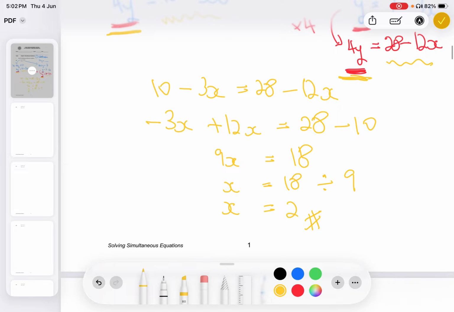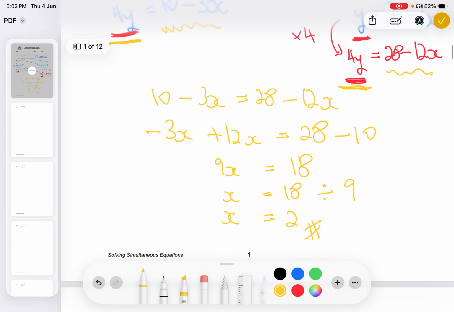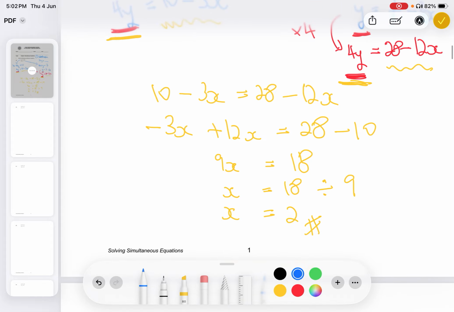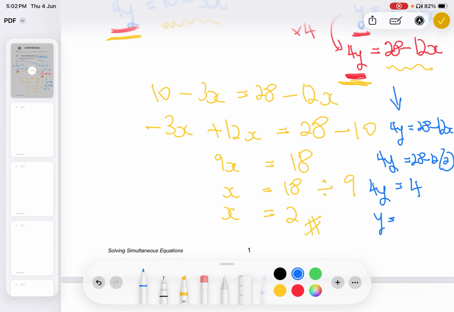You see this part? Then you can substitute back. You can find y from here. Let's say you use this to find y. So 4y is 28 minus 12x. X is 2, so 28 minus 12 times 2. You press the calculator, 4. So 4y is 4. Divide by 4, y equals 1.